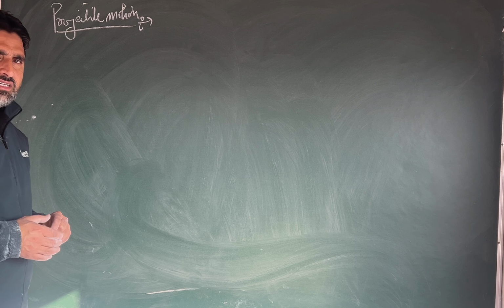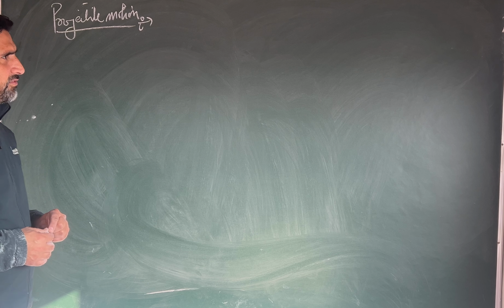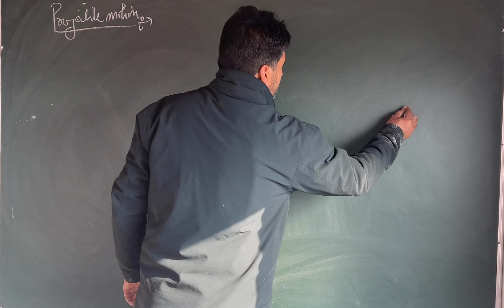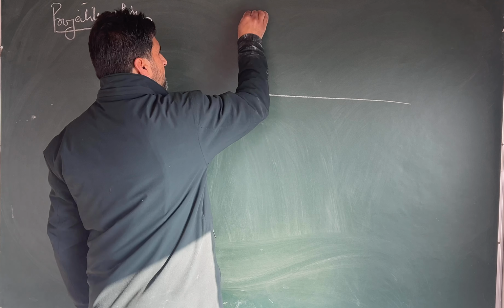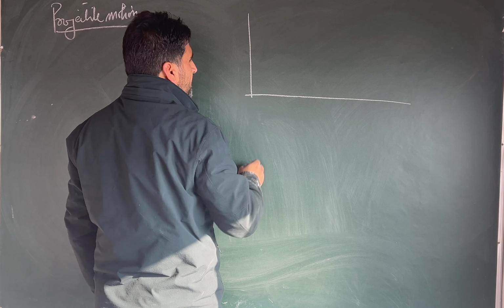Its statement and definition, and then three important expressions: horizontal range, maximum height, and time of flight. We'll be discussing all those things in this lecture. Now, first of all, simply, what is projectile motion? Projectile motion is simply represented like this.